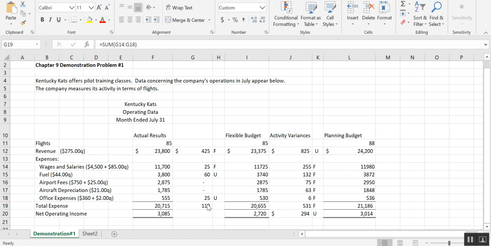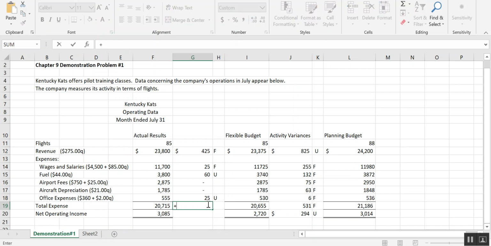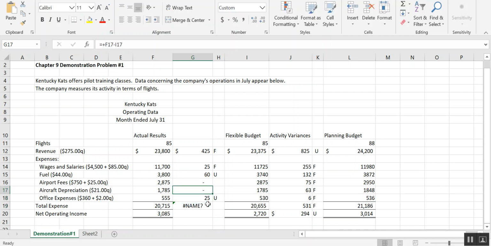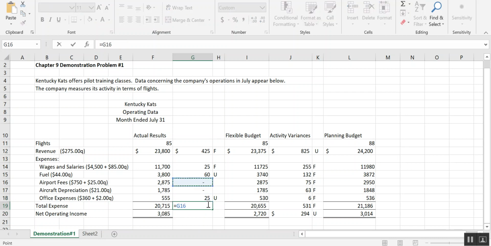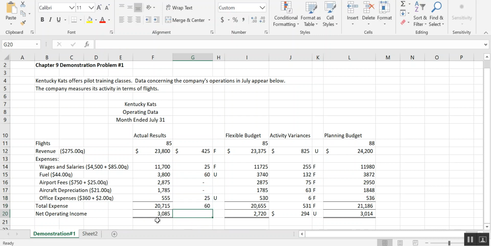We can't simply add these because they're not all the same variance. We're going to add the unfavorable and subtract the favorable. So we'll do equals this plus this minus this. That gives us the actual variance.